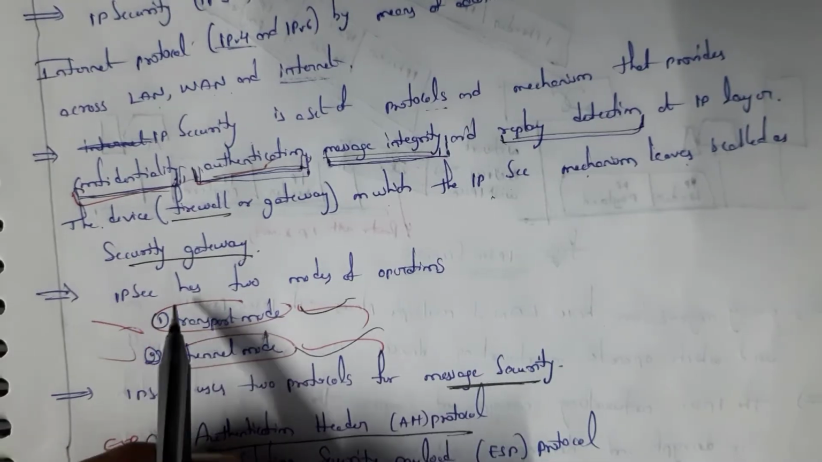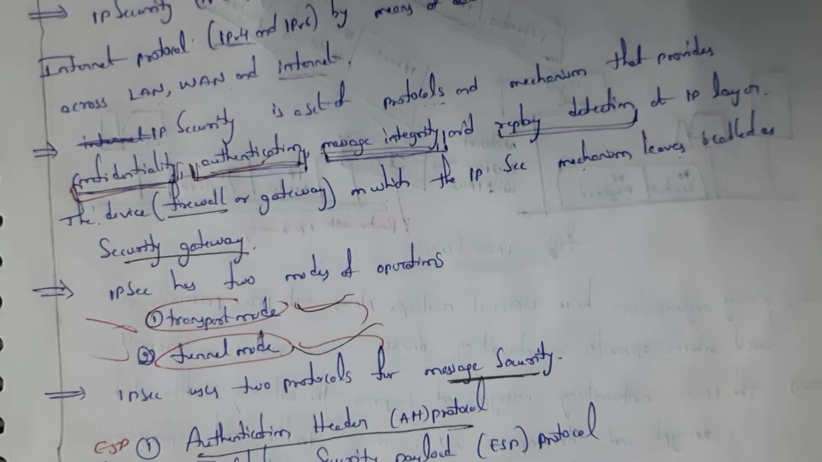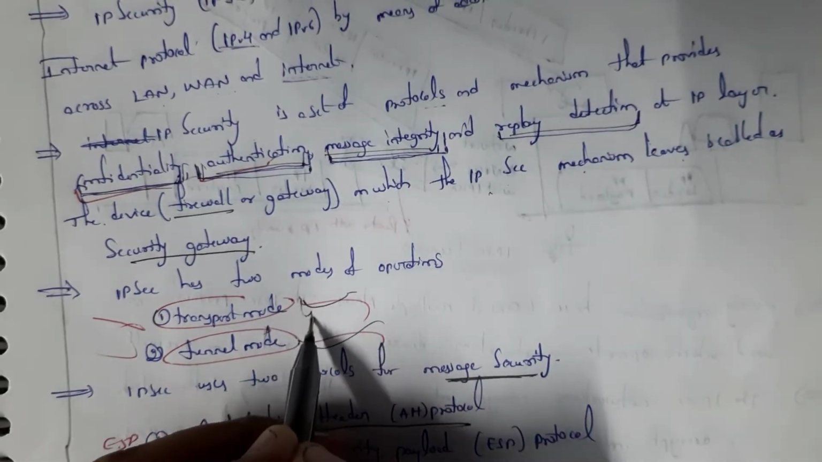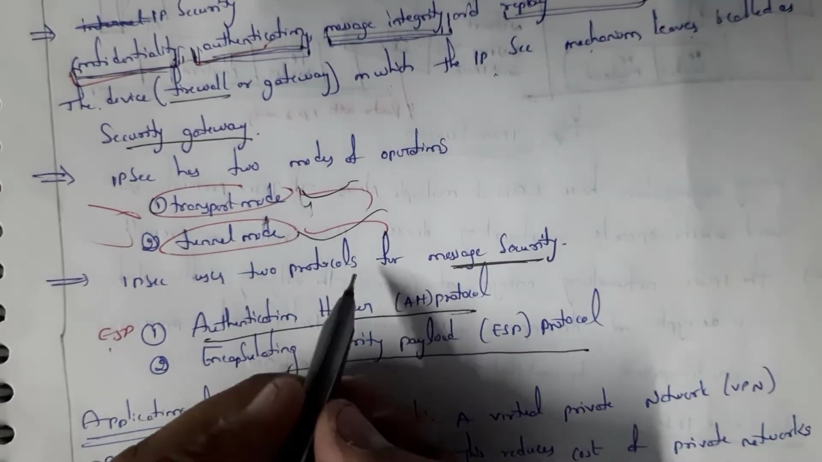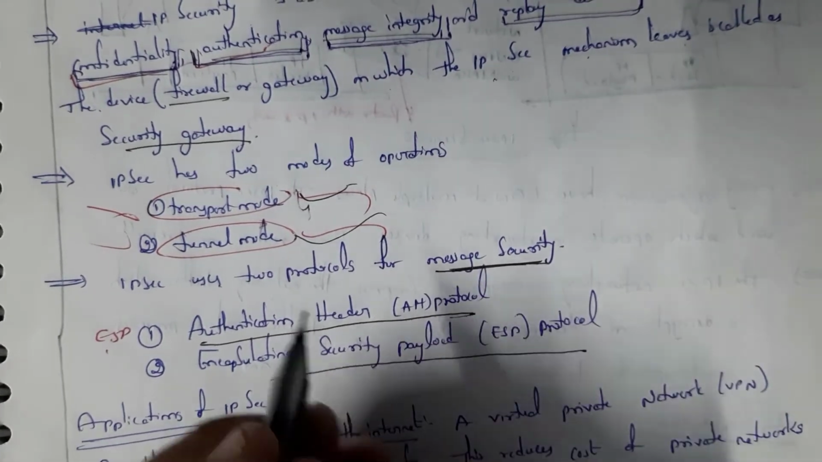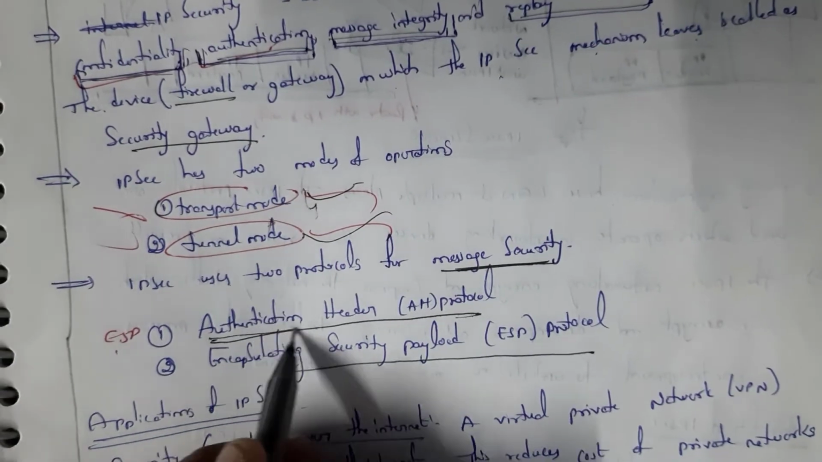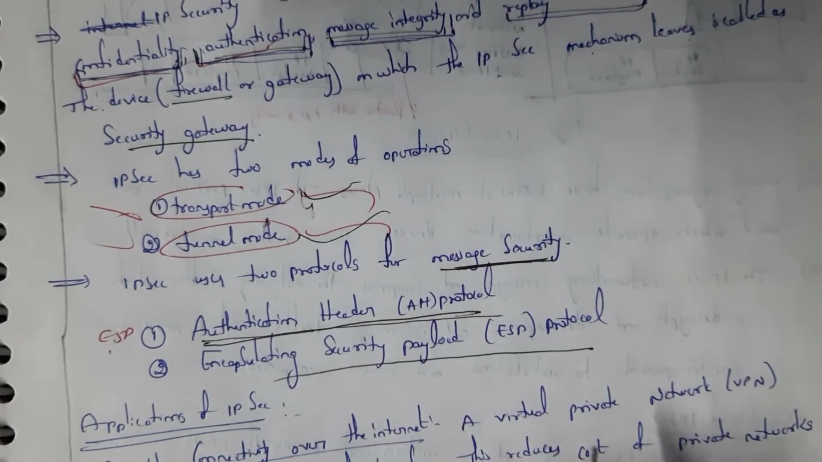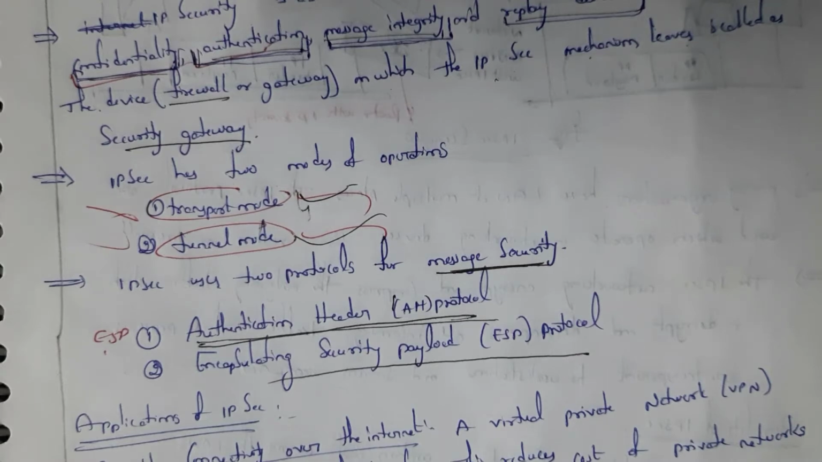IP security has two modes of operation. First one is transport mode and second one is tunnel mode. These are the two modes of operation in IP security. Next, in order to provide security to messages, IP security uses two protocols. First one is authentication header protocol, shortly known as AH protocol. And second one is encapsulating security payload protocol, shortly known as ESP.